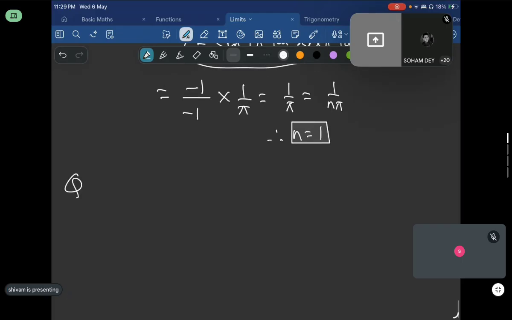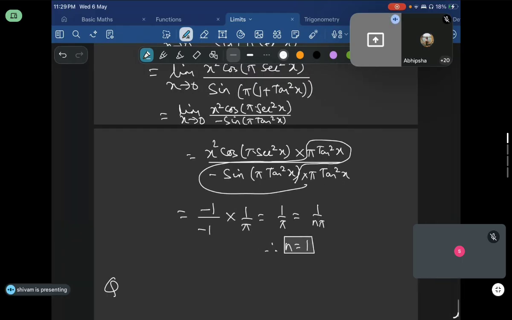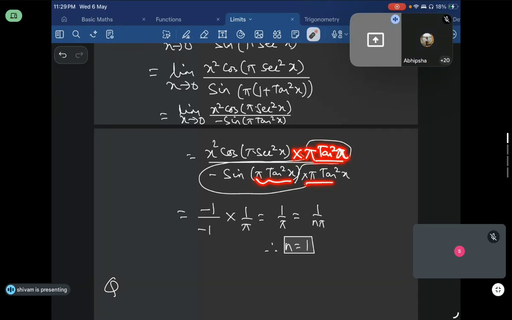Sir, can you explain the last step, please? Yes. In the last step I've converted into standard form. This is pi tan square x, so I've multiplied by pi tan square x. But since I have multiplied by pi tan square x in the numerator, I have to divide by pi tan square x. Right. Tell me.